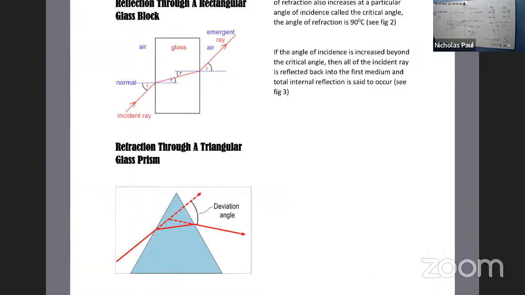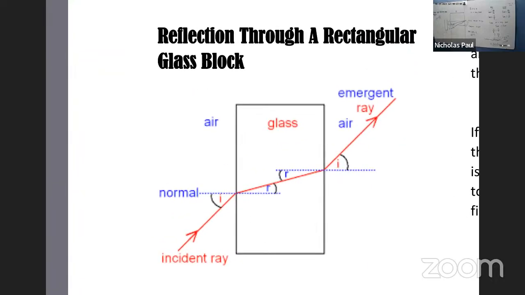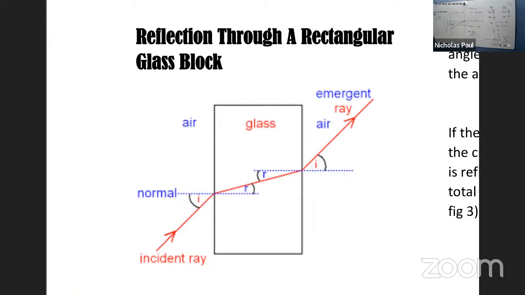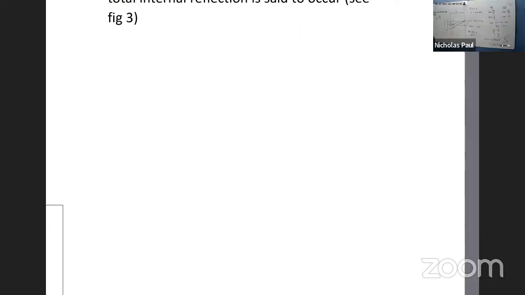Anybody remember this? As the ray enters, it undergoes refraction. As it comes back out, what do you have? Same angle, because the emergent ray and the incident ray are always parallel. Ray, not the angle. The angle is equal. You have a deviation here.